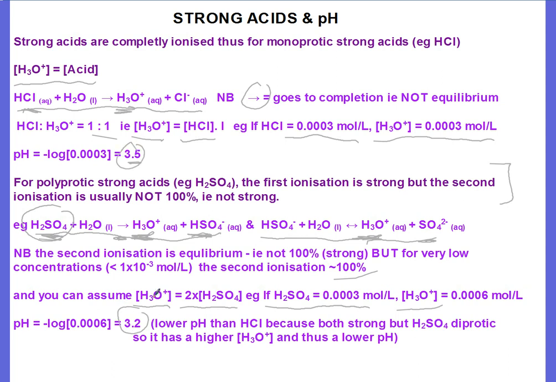And you can see that's actually a lower pH than HCl. And that's because both are strong, but sulfuric acid is diprotic, so it's always going to have a slightly higher hydronium ion concentration than hydrochloric acid, and therefore a lower pH than hydrochloric acid if they're at the same concentration.